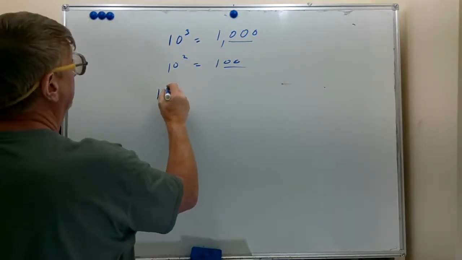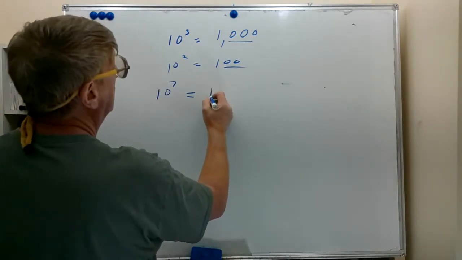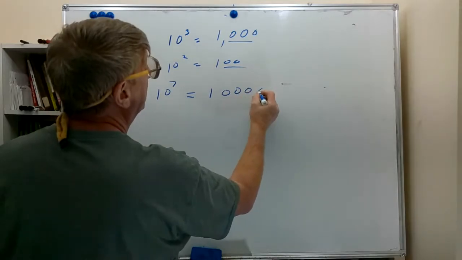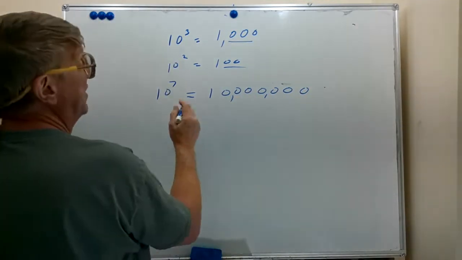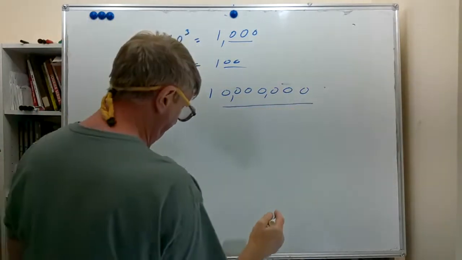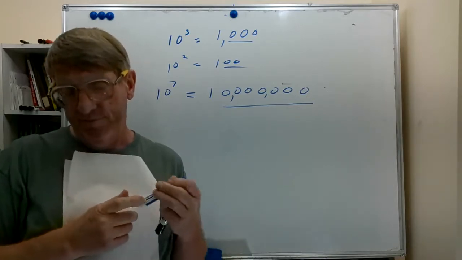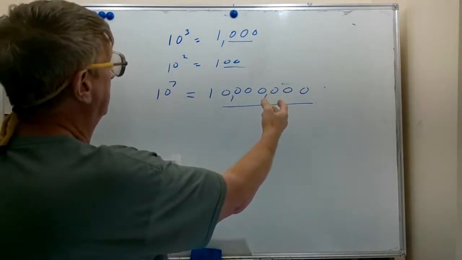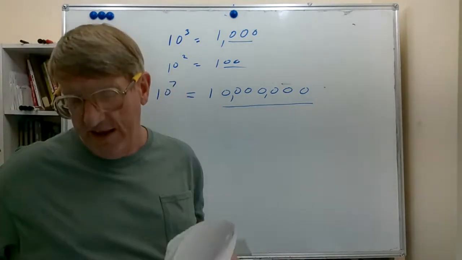10 to the 7th. We'll go with that one. 1, and the 7 matches the 7 zeros. So with positive powers of 10, if you wanted to write it out, you would put a 1 and the number of zeros that matches the exponent.